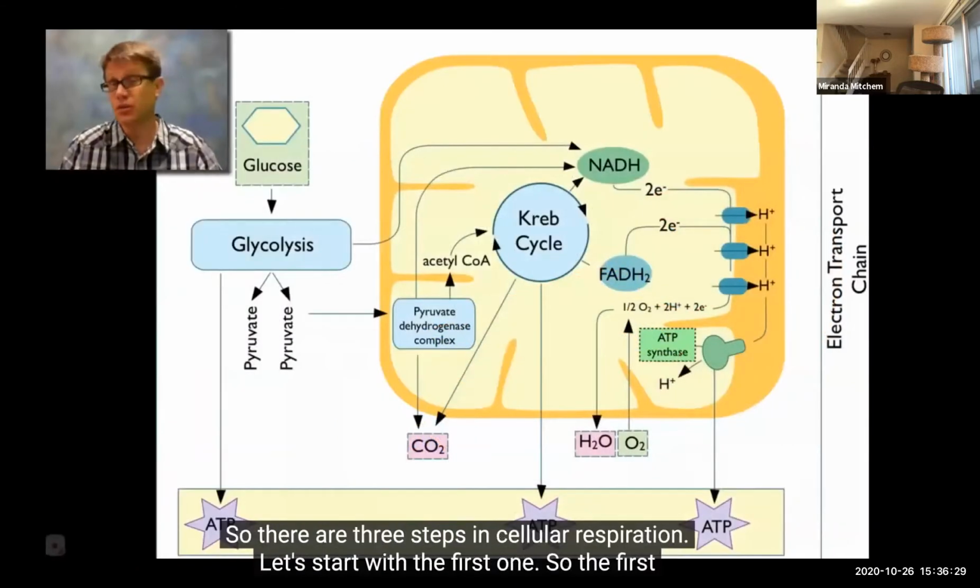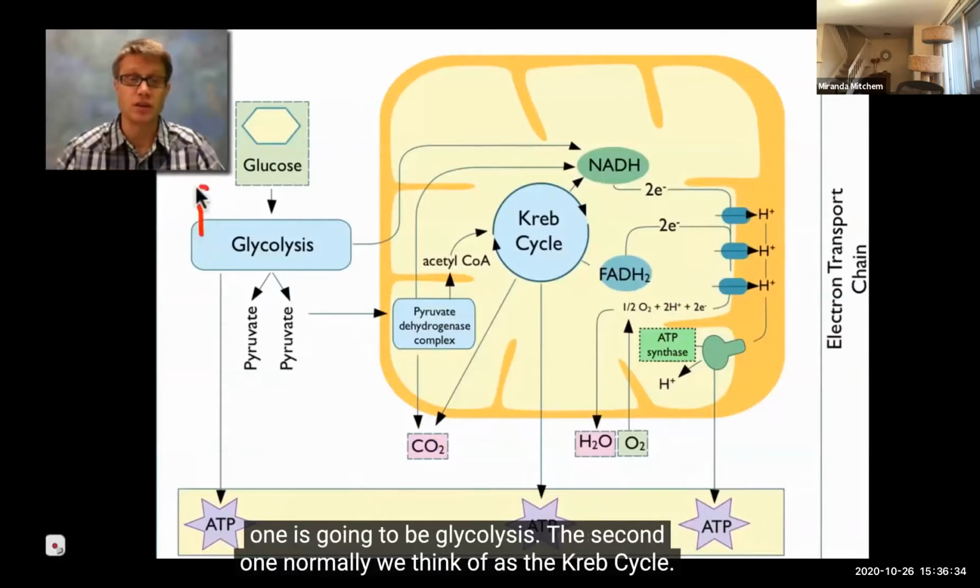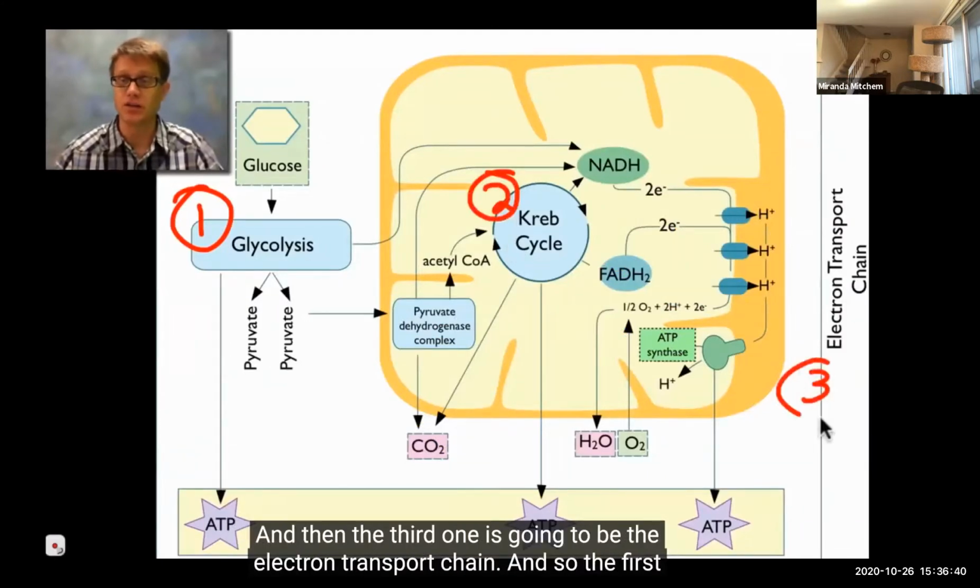So there are 3 steps in cellular respiration. Let's start with the first one. So the first one is going to be glycolysis. The second one, normally we think of as the Krebs cycle. And then the third one is going to be the electron transport chain.